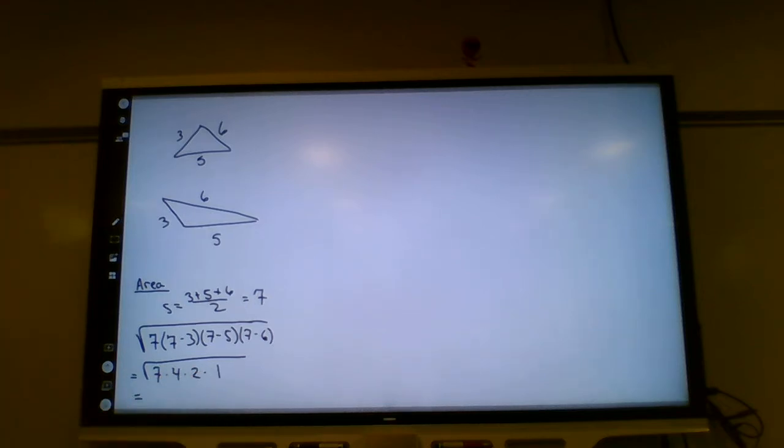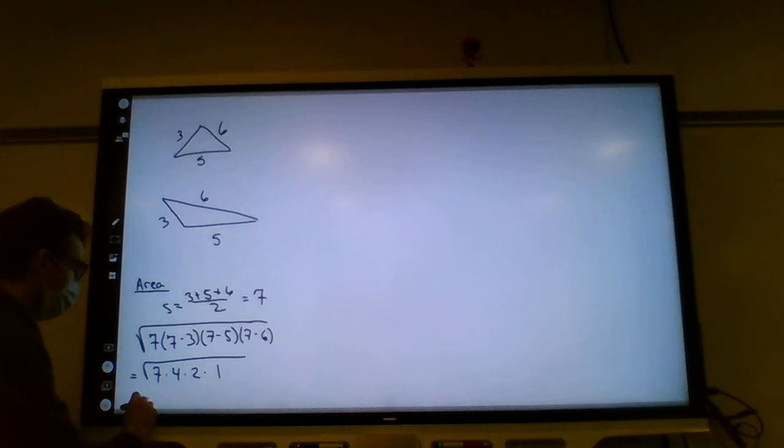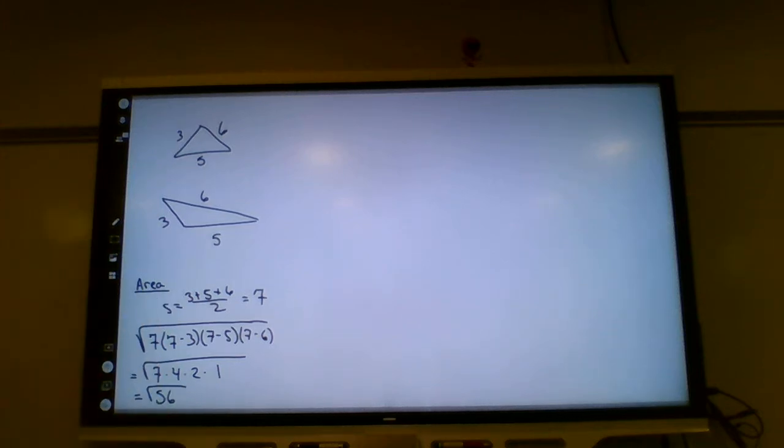And what is 7 times 4 times 2 times 1? All right, so the answer then would be the square root of 56, and we'll leave it at that. Right now, we won't try to simplify that any further. So according to Heron's formula, the area of this triangle is the square root of 56. We have no reason to believe that. We have no reason not to believe that, right? We don't know. We have a formula that somebody told us.